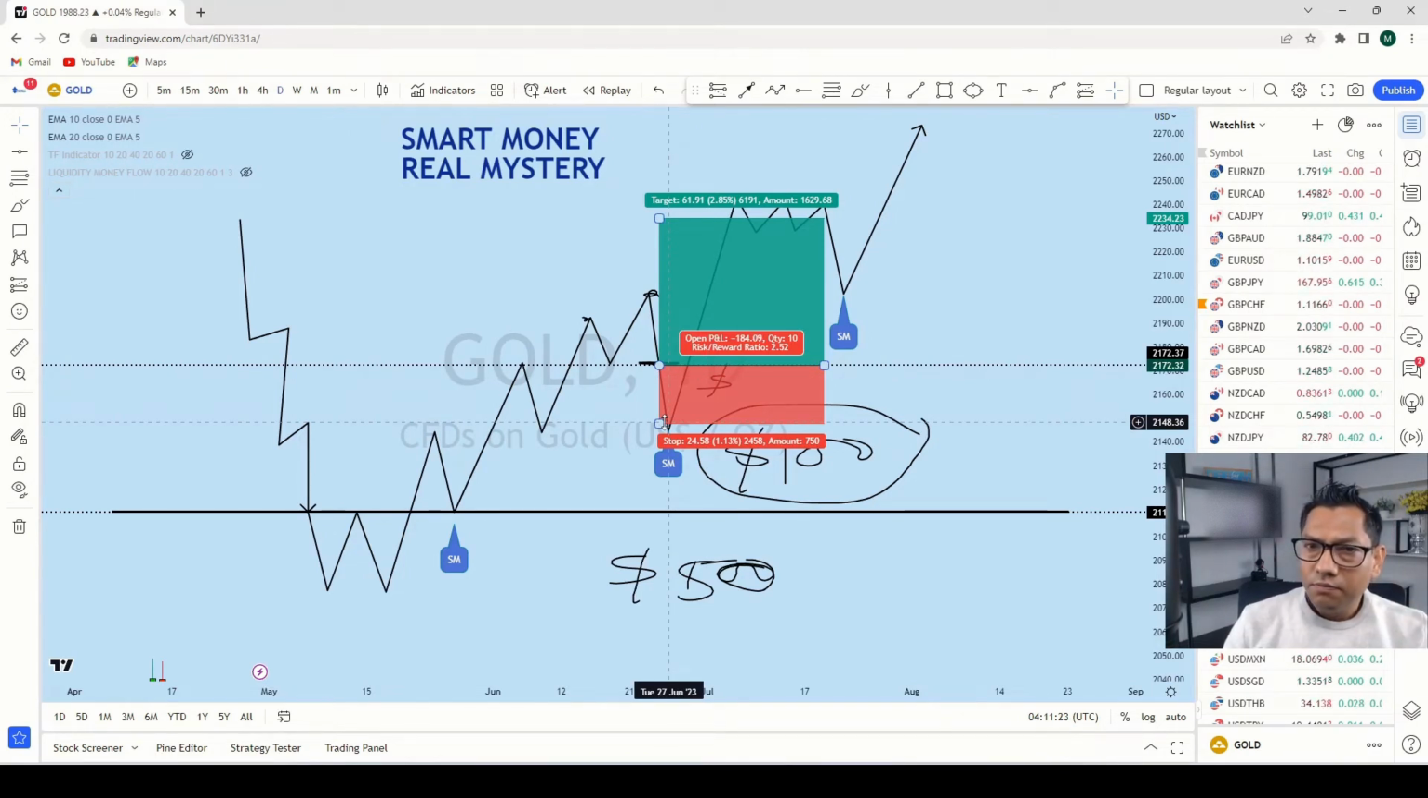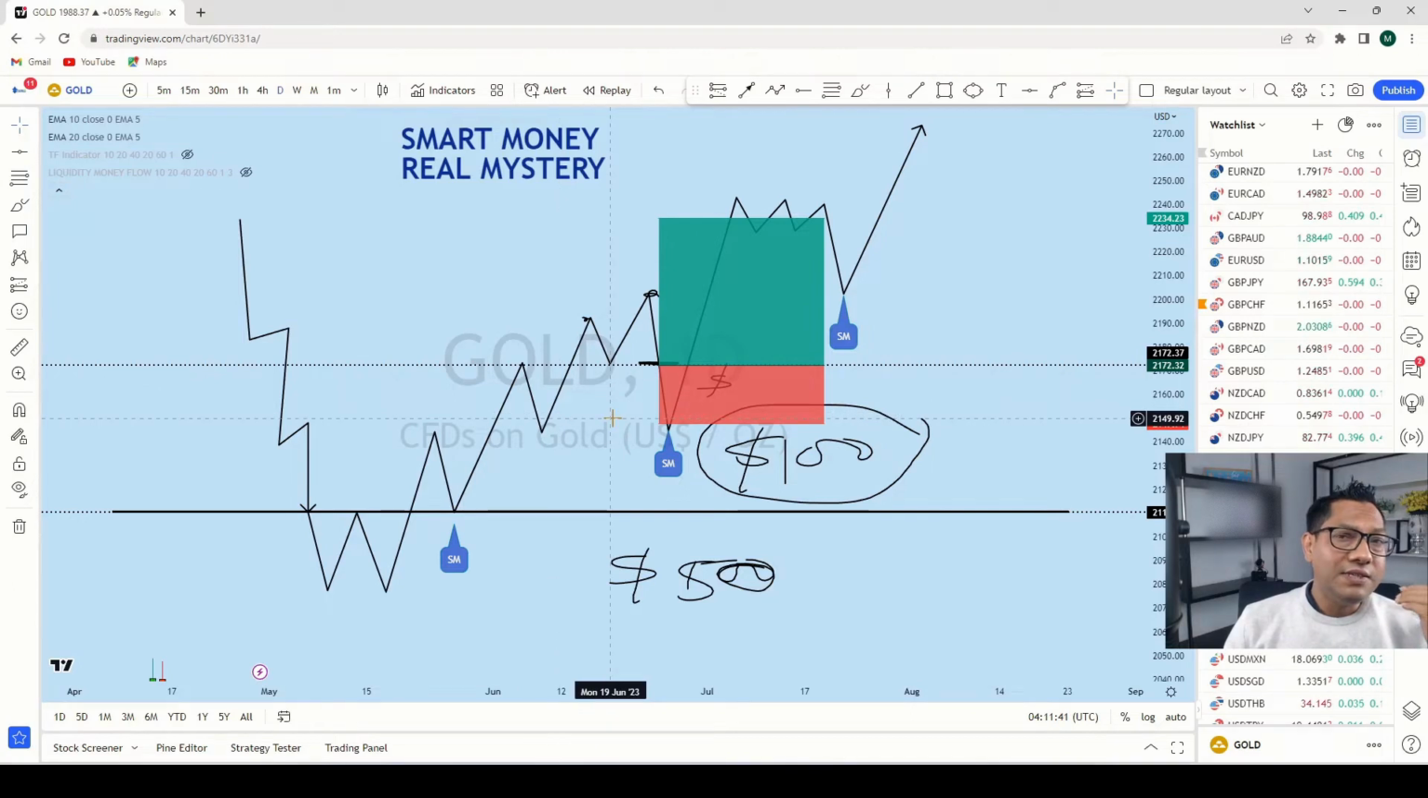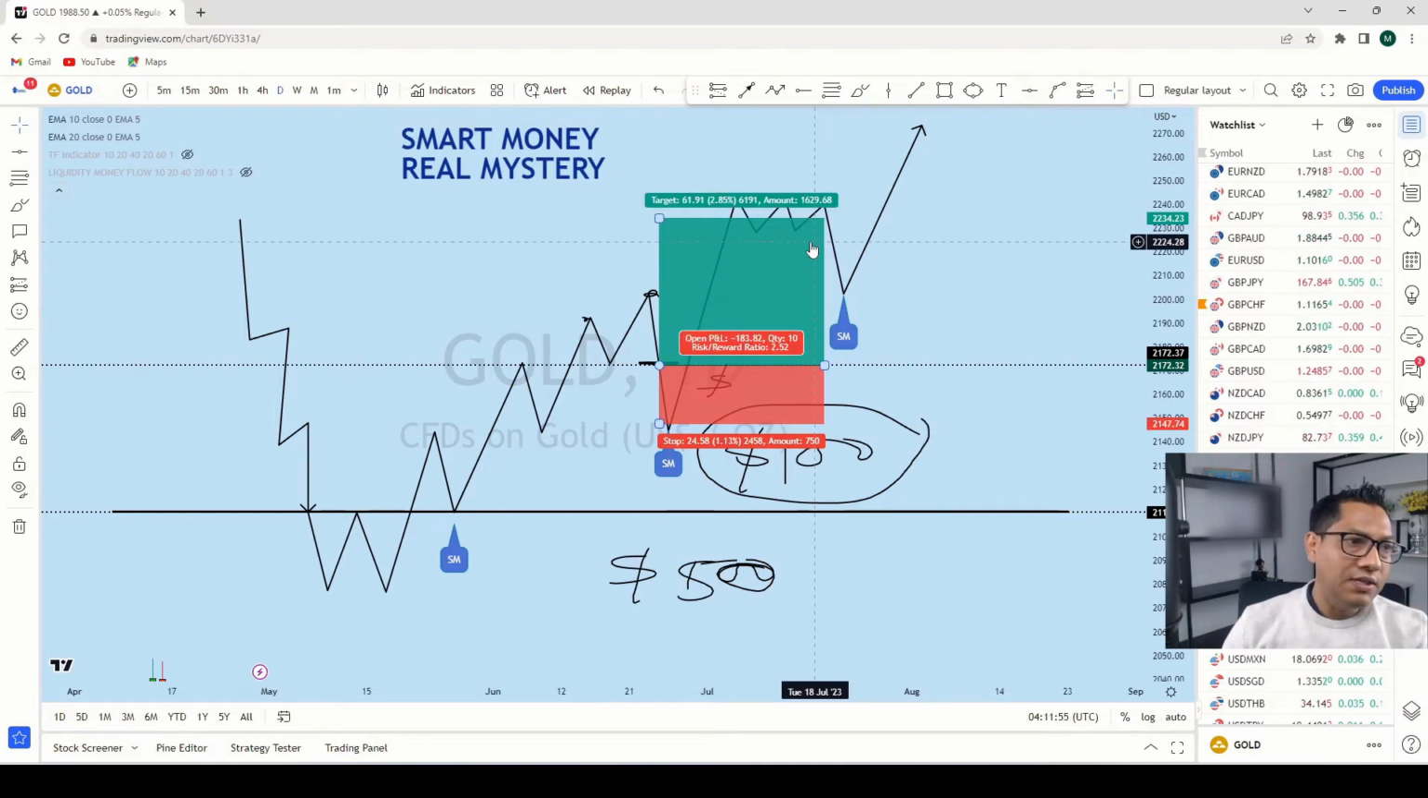How does it work? The way it works is that once you buy a market, your stop loss is a sell order. I'm repeating again, once you buy a market, your stop loss is a sell order, and once that sell order is triggered, you hit the stop loss, and then that sell order turns into a buy, and the market moves again, skyrocketing.